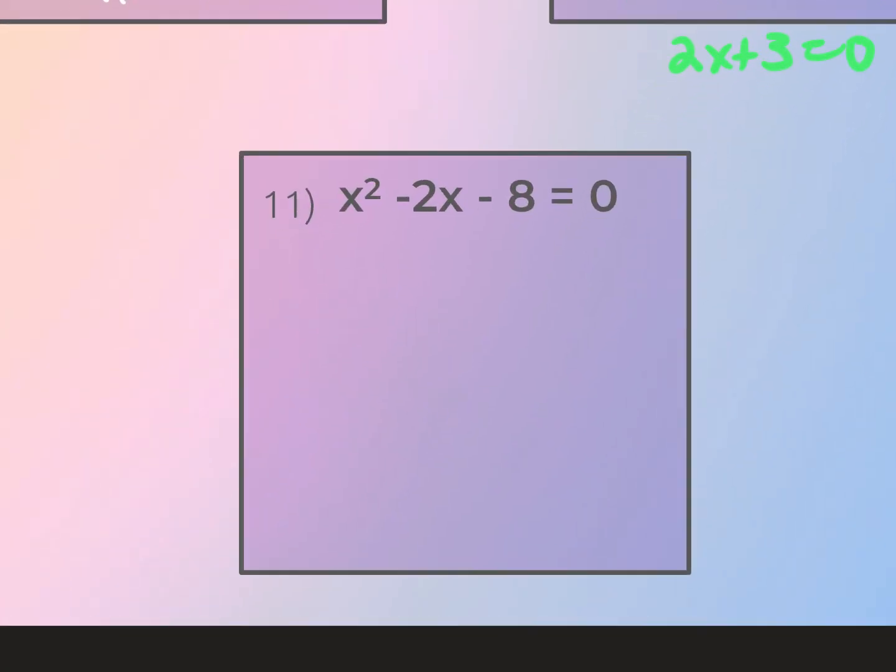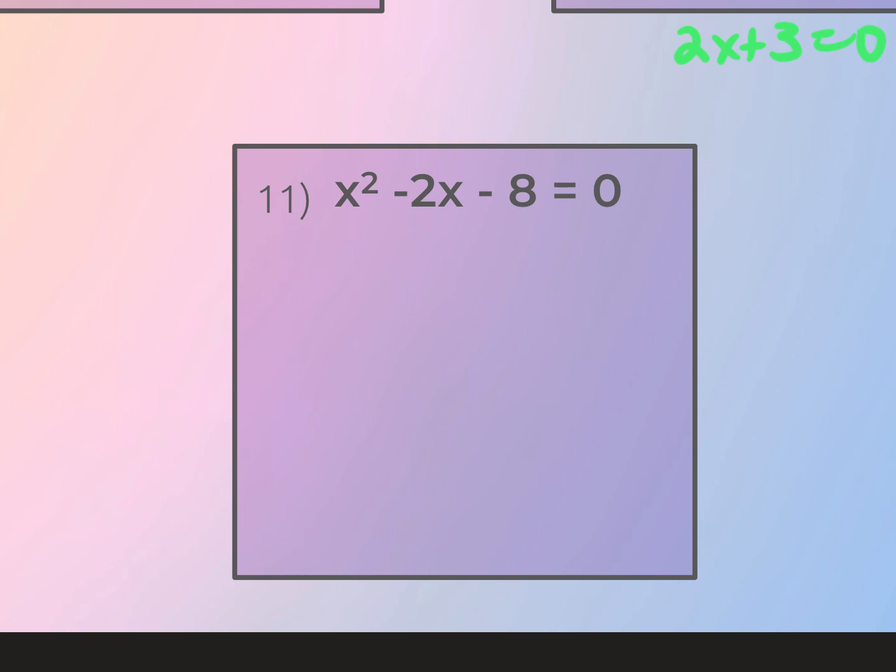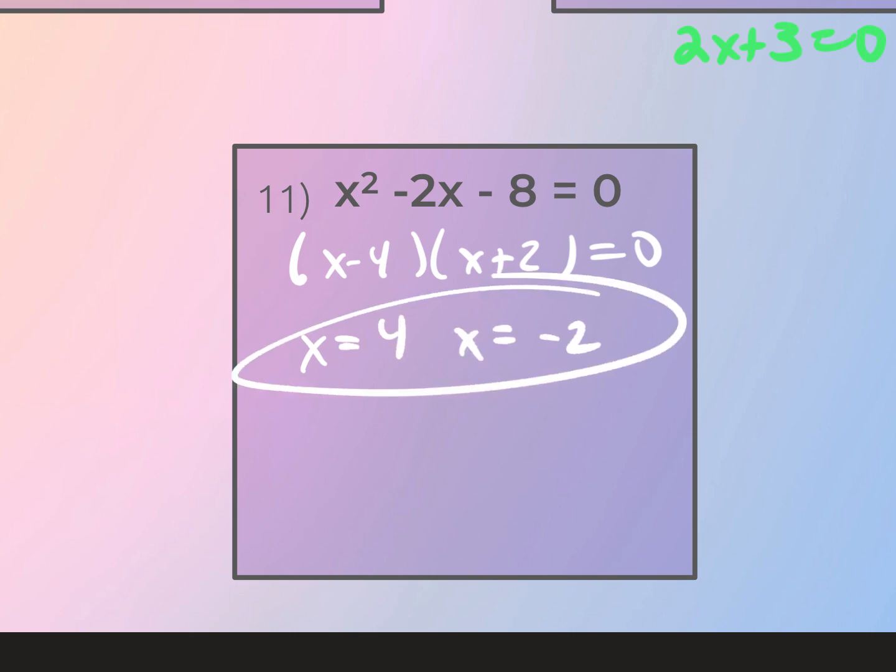All right, let's look at this one. Is this tricky? No, it's not. Is everything moved to the left-hand side set equal to 0? Yes. Do I have any GCF that I need to get rid of? No. Can I just factor this normally? Yes. What times what gives me a negative 8 when I multiply, but a negative 2 when I add? Perfect. x minus 4, x plus 2. What are my two x values? Positive 4, negative 2. Good job.